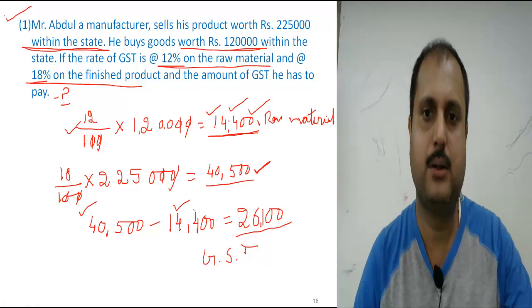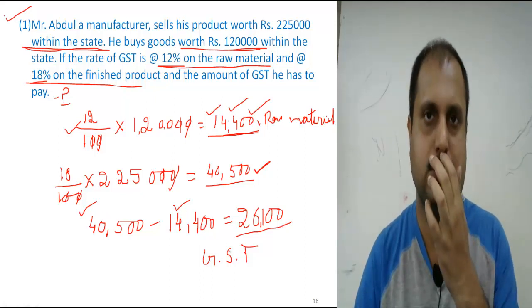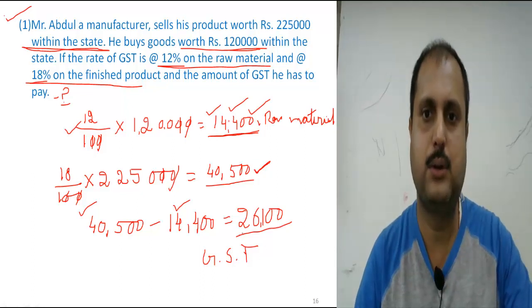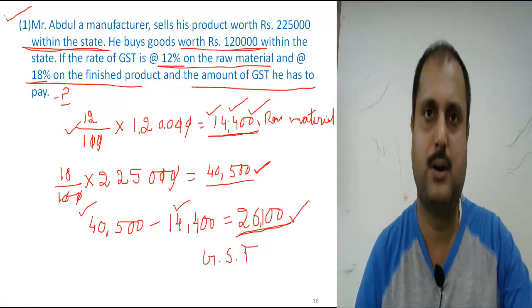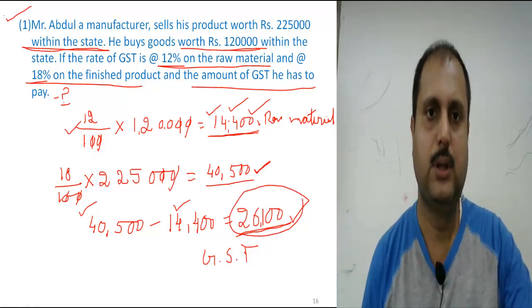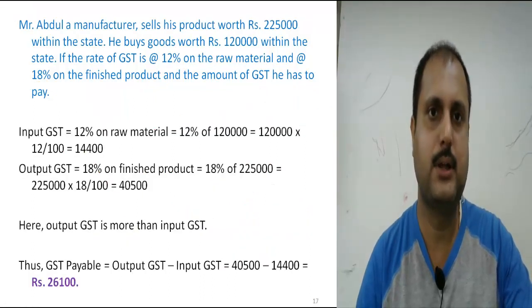If you can remember, in the last video I said that whenever the output GST is more and the input GST is less, it will be called the GST payable. So this is the amount of GST payable. So the amount of GST he has to pay is 26,100. This would be the answer. It is all about the calculation, but you will write the answer in this manner. I have already typed it, so you can write down the solution.